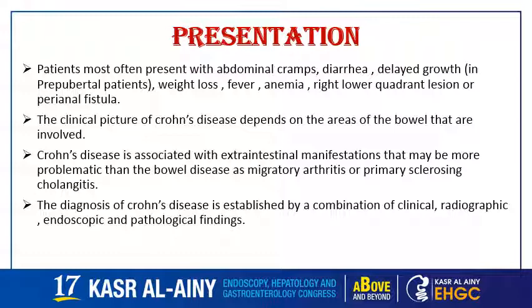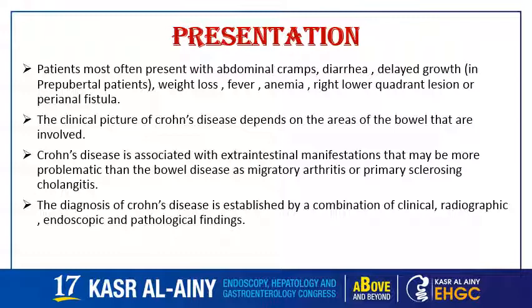Presentation of Crohn's: most patients present with abdominal cramps, diarrhea, delayed growth, especially in prepubertal patients, weight loss, fever, anemia, right lower quadrant lesion, or perianal fistula. The clinical picture depends on the areas of the bowel that are involved. Crohn's may be associated with extraintestinal manifestations, which may be more problematic for the patient than the bowel disease, such as migratory arthritis or primary sclerosing cholangitis.